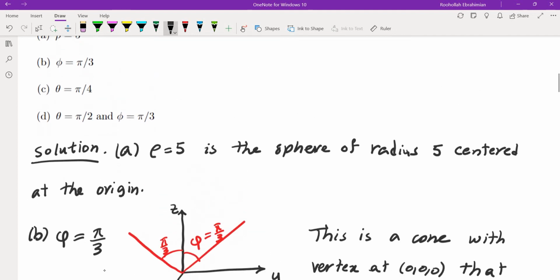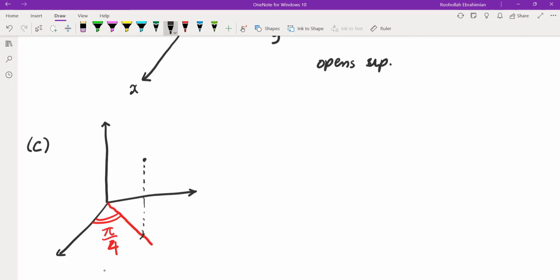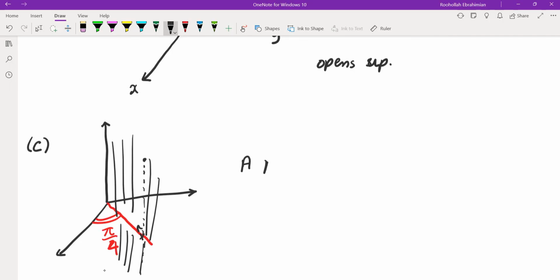Okay, so the next one is theta equals pi over 4. If we look at the third one, we have all the points where theta is equal to pi over 4. So theta equals pi over 4 means this angle is pi over 4. So what are all the points where theta is pi over 4? They are points that when you drop the perpendicular, you are at this ray through the origin. That gives you all of this half plane. It could also be below this line. So this is a half plane.